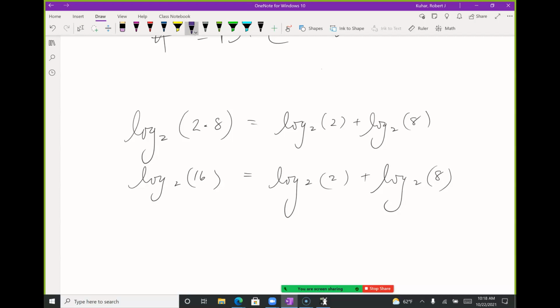So on the left, remember what a log is. It's the exponent. I need the exponent of 2 that will give me 16. What is the exponent of 2 that will give me 16?